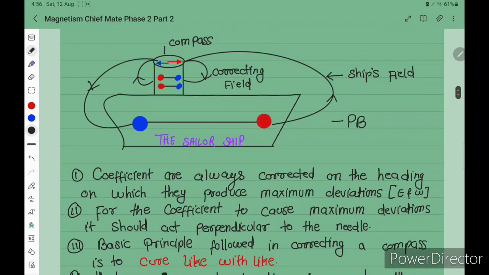So this is the ship's field. The blue pole is acting stern, red pole is bow. It goes in this direction, leaving from the red, entering the blue. So we have to compensate that ship's magnetic field. We have to put magnets below the magnetic compass, which produce the equal and opposite corrective field.